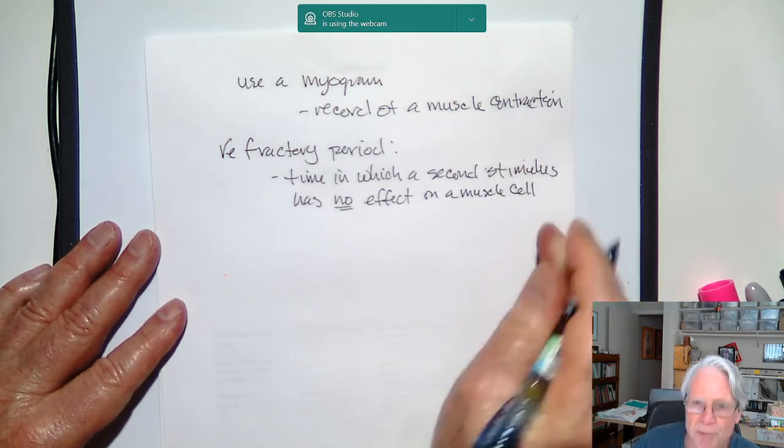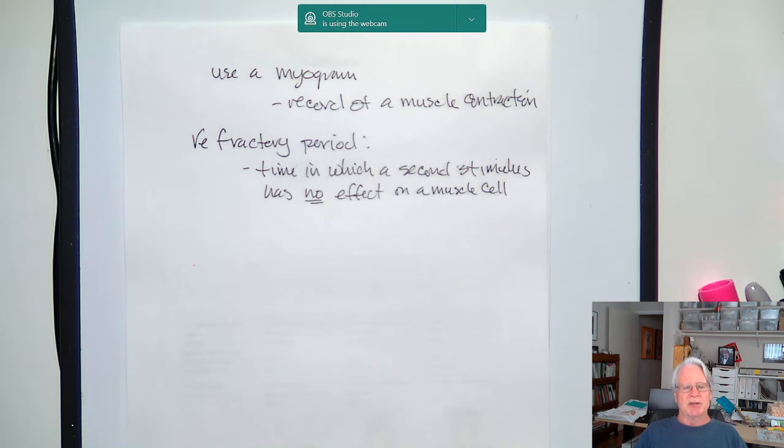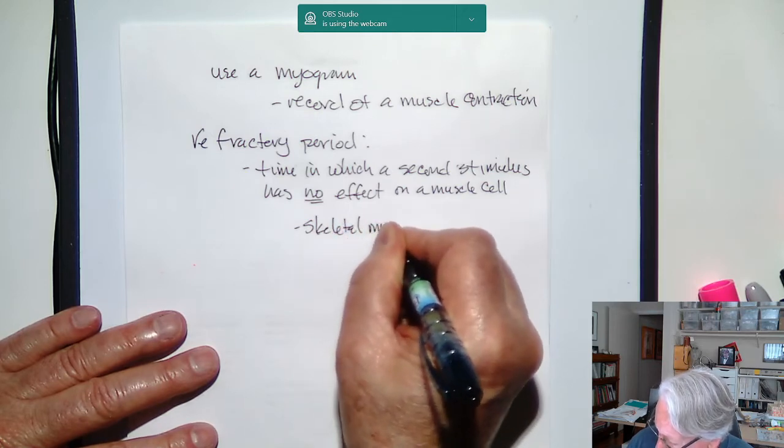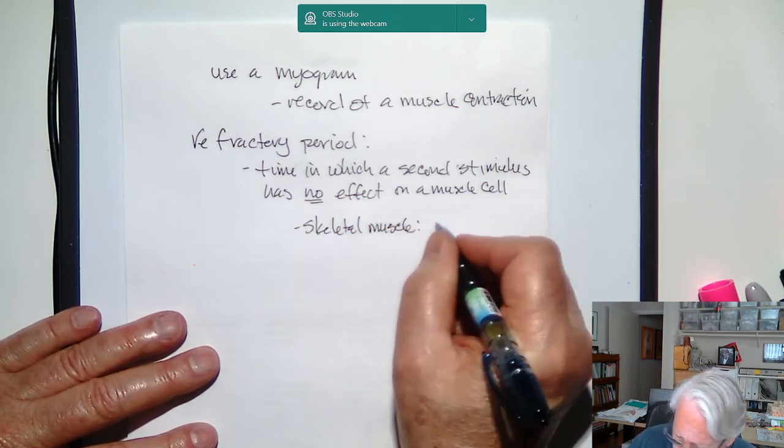cell. Now, there's good reason why we have a refractory period, and you'll learn about that in 40B when you do the nervous system, why that's built into the system. Right now, we just have to understand that it's there. We don't have to understand why it's there or how it becomes this period in which nothing can happen. So if we get a second stimulation within this period of time that we call the refractory period, there is no effect on the muscle cell. So for skeletal muscle, the refractory period is 5 milliseconds.